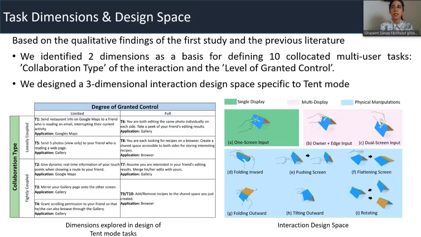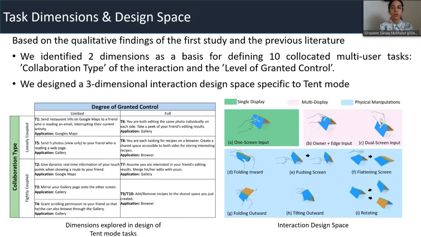And for each of these tasks, we try to include them in the context of an application that was previously chosen by the participants as a good scenario for use of multi-user settings on tent mode. So for instance, task 3 refers to mirroring your gallery page onto the other side of the tent so that your friend can also see the photos. We also define an interaction design space that is specific to tent mode with 3 dimensions.